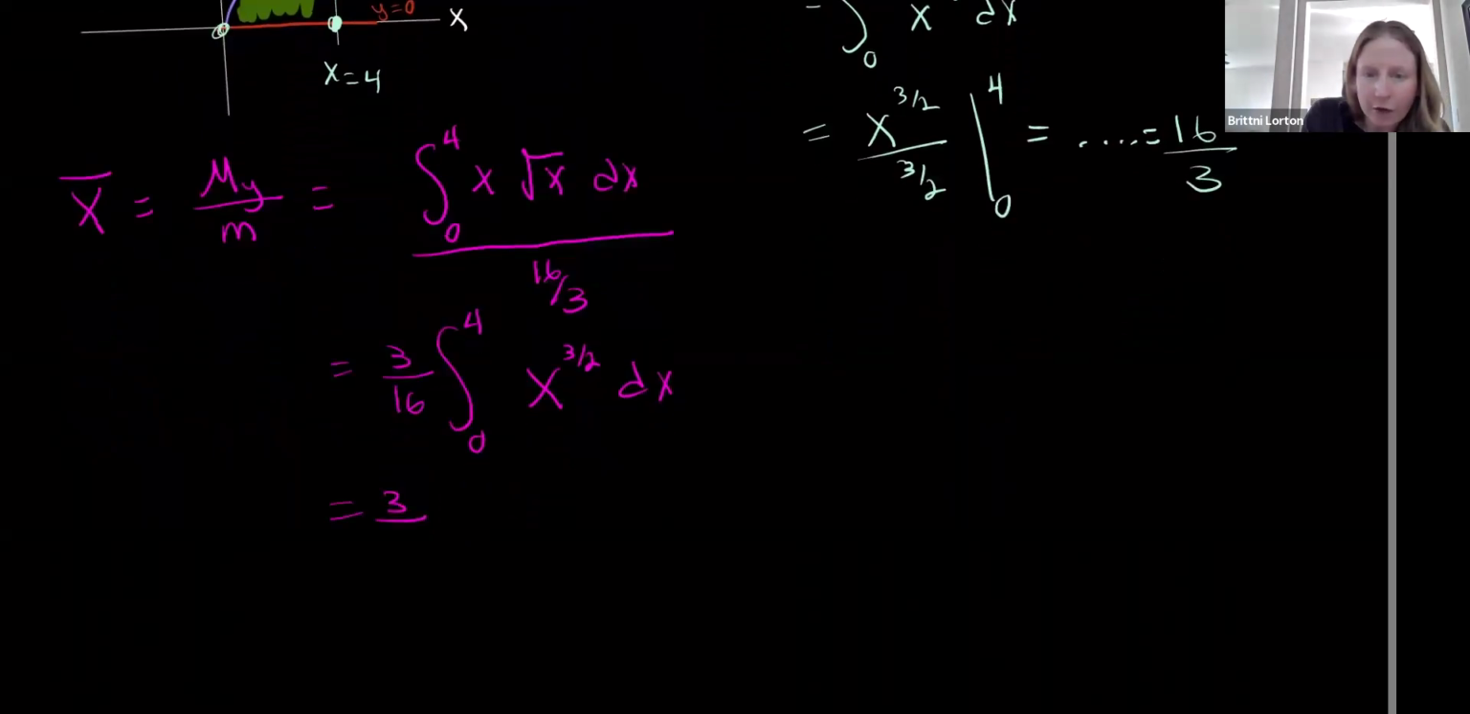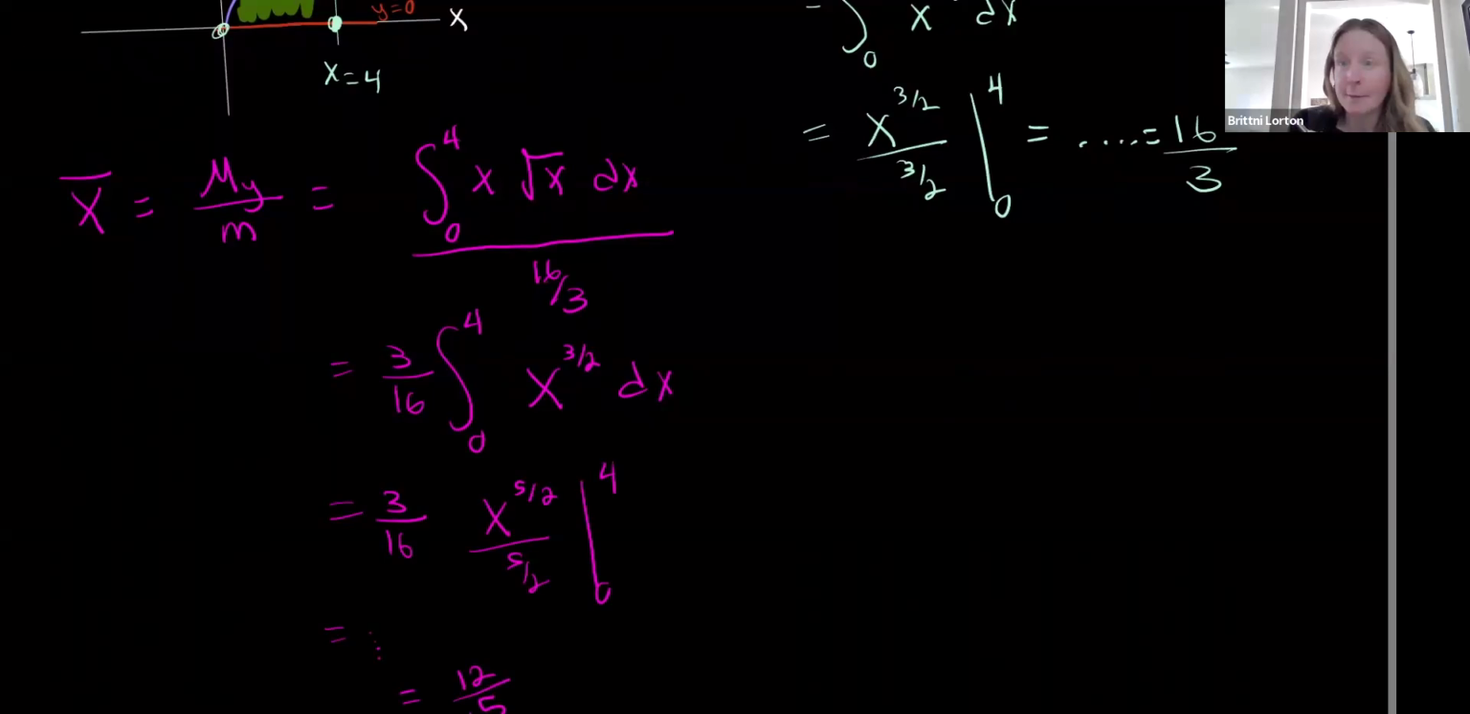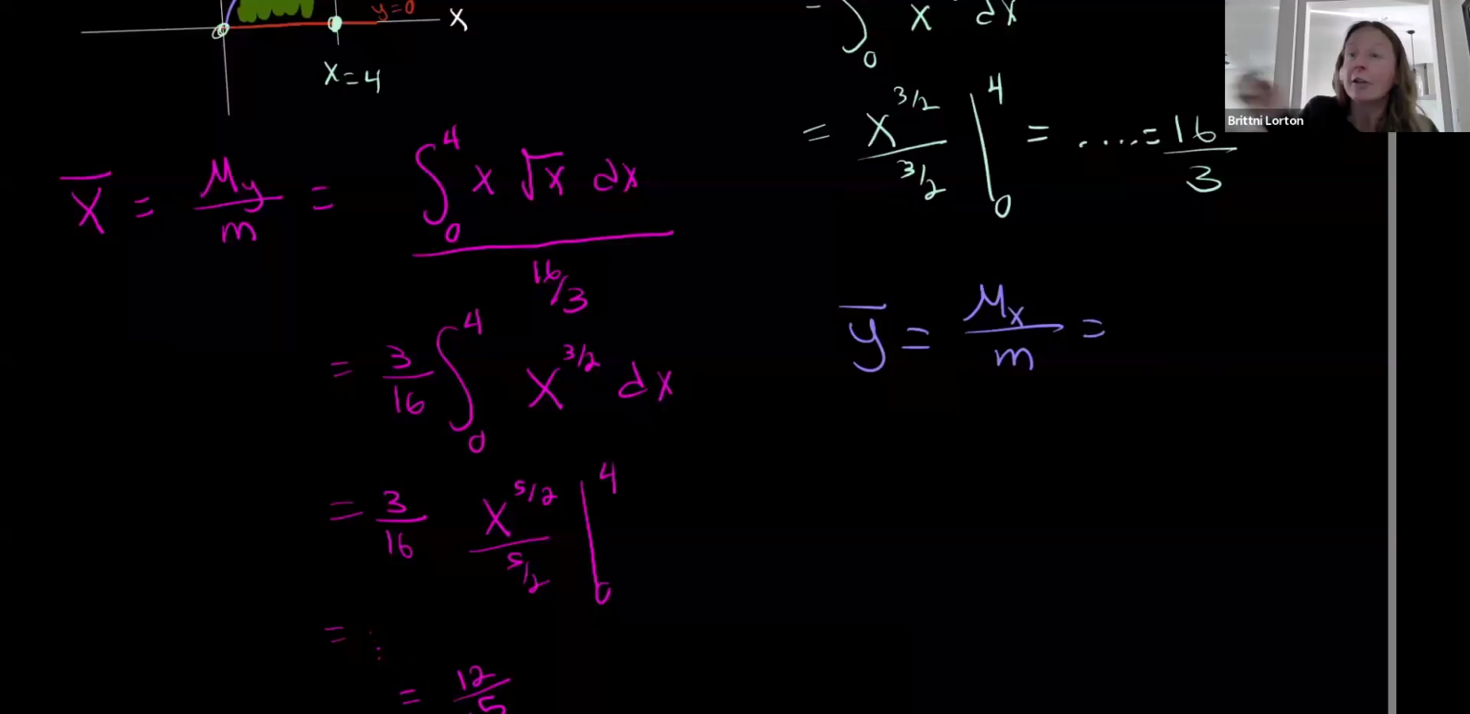That'll become a 3 over 16, sorry, times x to the power of, add 1 to the power, that would become a 5/2 over 5/2 evaluated from 0 to 4. And if you're willing to trust me, I got 12/5. Pause the video and make sure you can get 12/5 on your own. Okay. Next one is y bar. Next one is y bar, which is m sub x over m. And I'm going to have to scroll back up and find the moment across the x-axis, which is, along the x direction, which is across the y-axis, if you will.